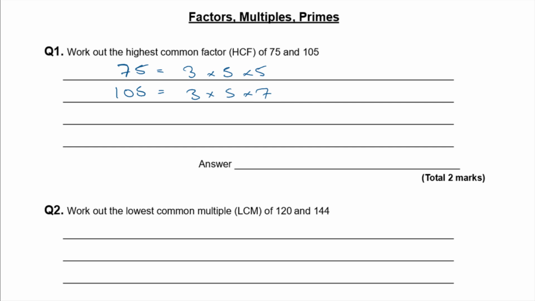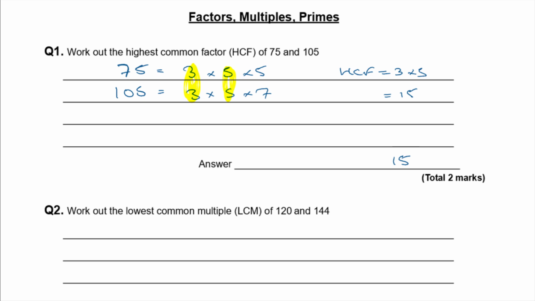Okay, and then the HCF is just every pair of numbers that are in both. So I've got a 3 in both and a 5 in both. So my HCF is going to be 3 times 5, it's 15. And that's my answer, 15.